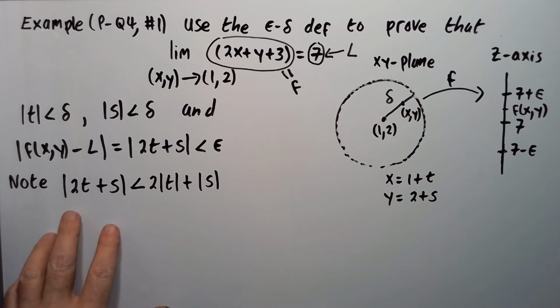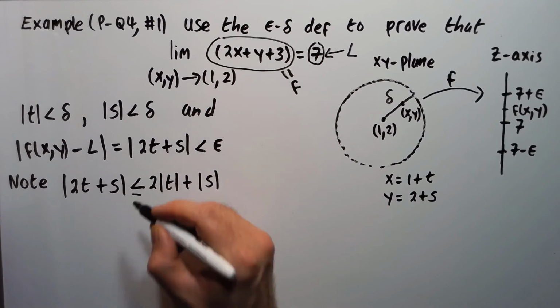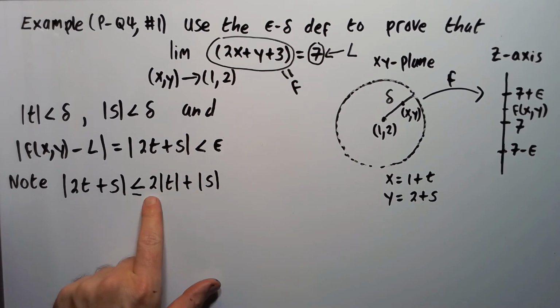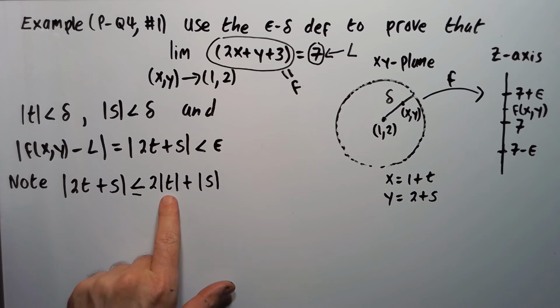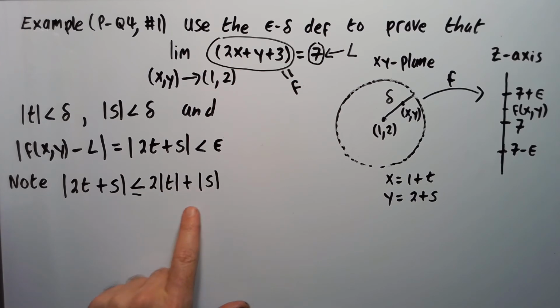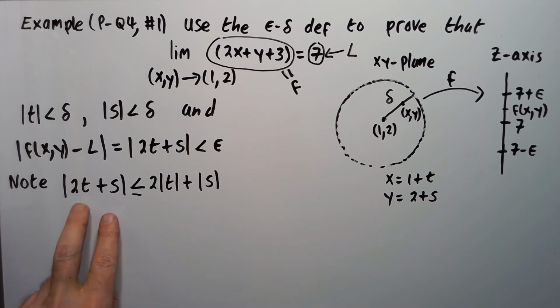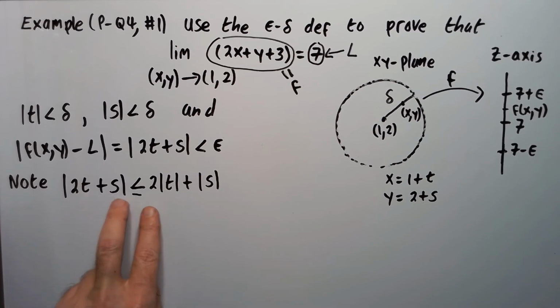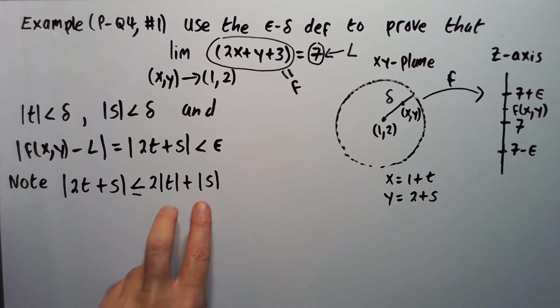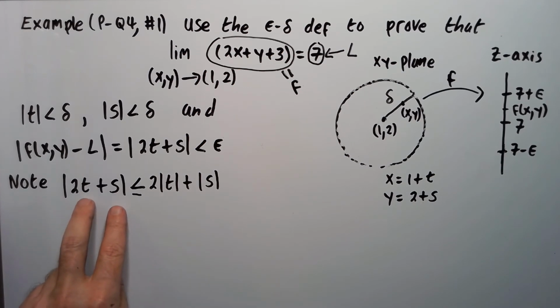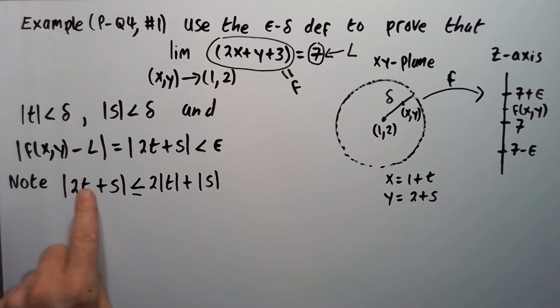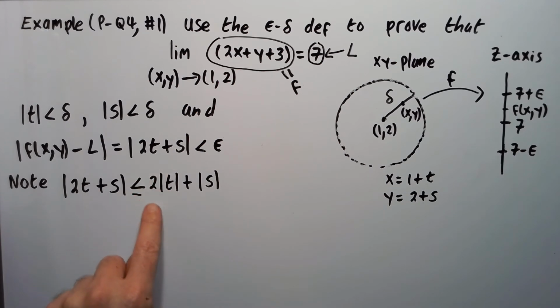So the observation is the absolute value of 2t plus s is less than or equal to 2 times the absolute value of t plus the absolute value of s. I'll let you think about why this should be the case. For example, if both t and s were positive, then this would be equal in this case. But if t and s had opposite signs, then this side would be strictly less than this side. But this side is always at least as big as this side.